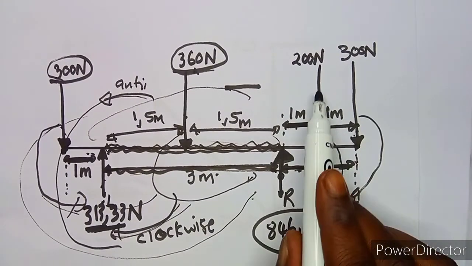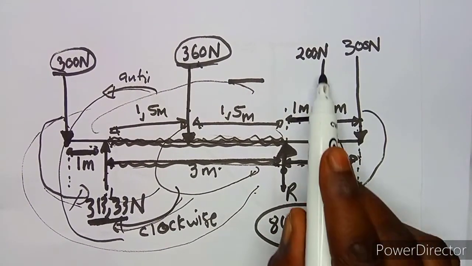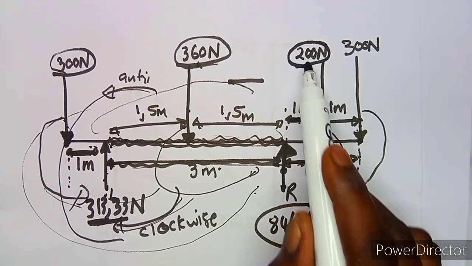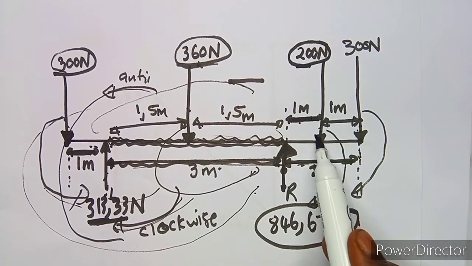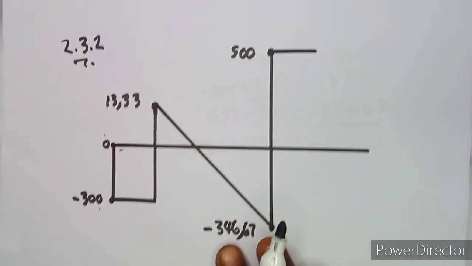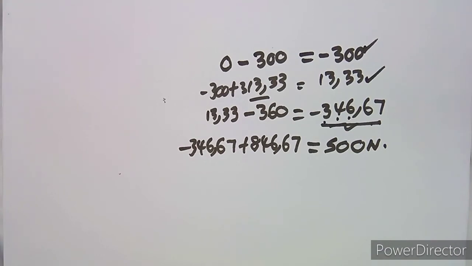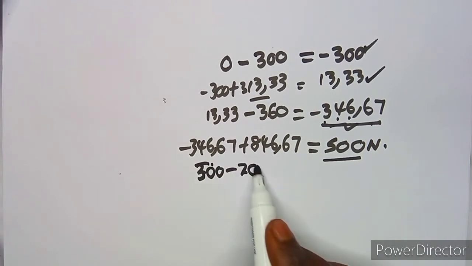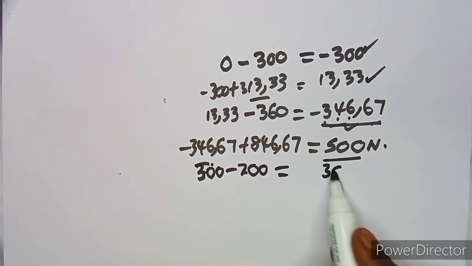After that, we are going to go downwards. After 1 meter, there's a point load of 200. This point load is facing downwards, and I told you that anything that faces downwards is negative. So from where you were, you're going to subtract 200. We're at 500, we subtract 200, which means we'll be left at 300.